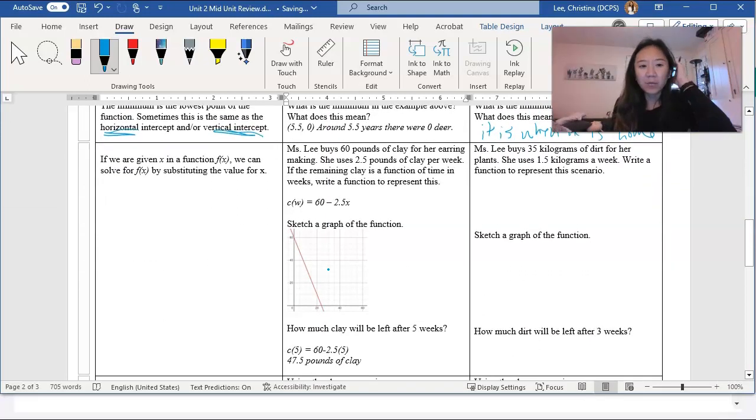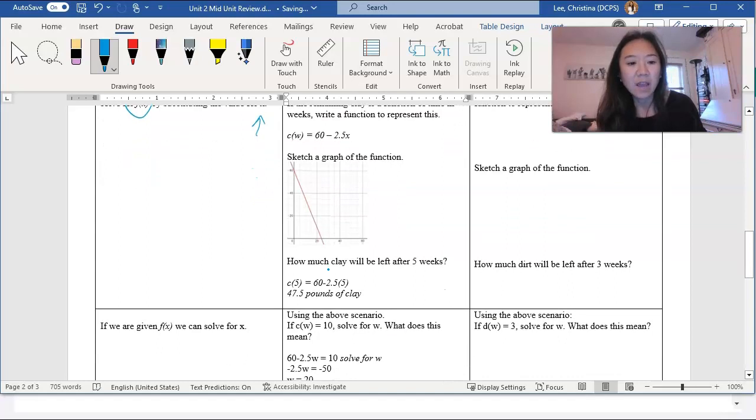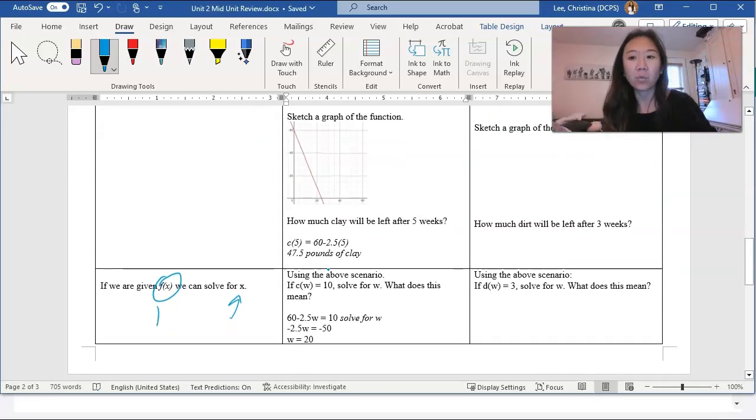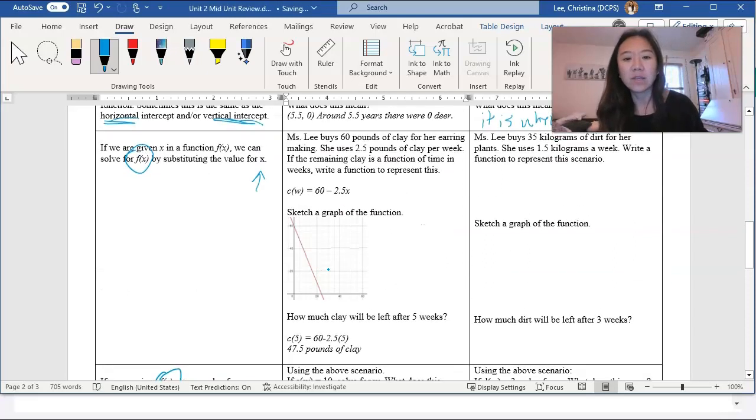All right. If we're given this function of f of x, then we can solve for f of x by substituting in x, right? And then the opposite, if we are given f of x, then we solve for x. All right, so if we have x, we plug it in. If we have f of x, we plug that in for y and solve for the input.